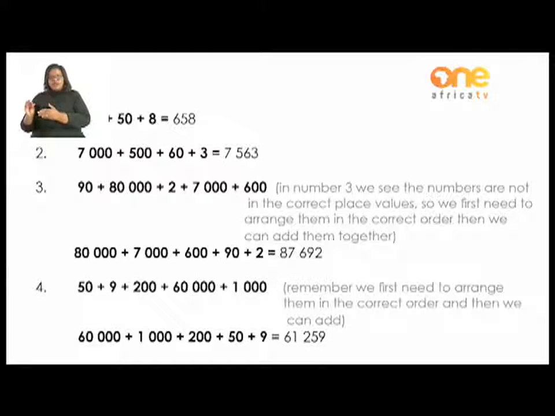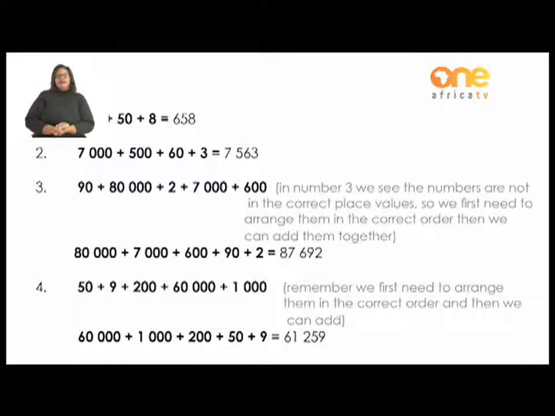Number 4, 50 plus 9 plus 200 plus 60,000 plus 1,000. Remember, we first need to arrange them in the correct order, and then only we can add. So we arrange from the biggest value to the smallest. So let's arrange. We will get 60,000 plus 1,000 plus 200 plus 50 plus 9.